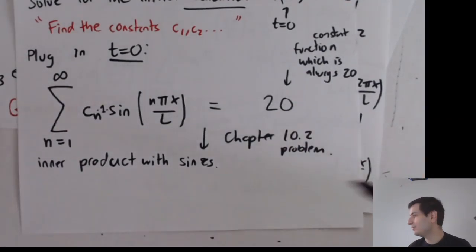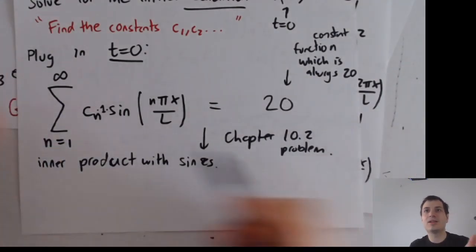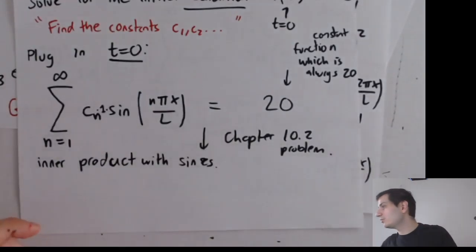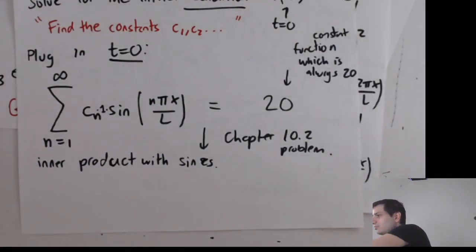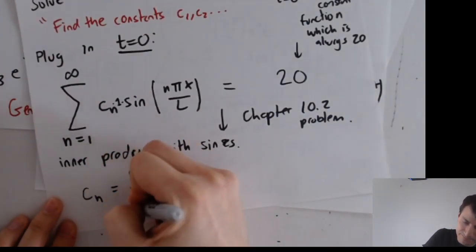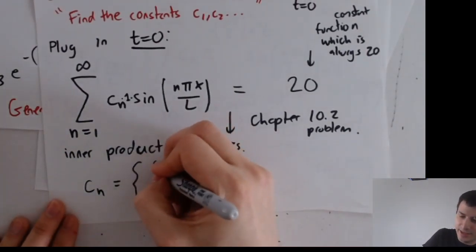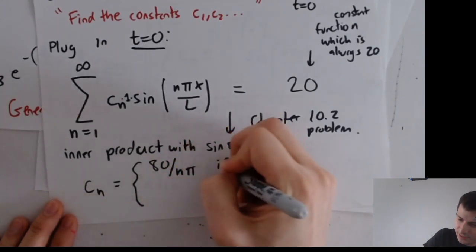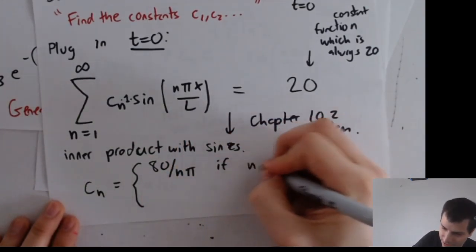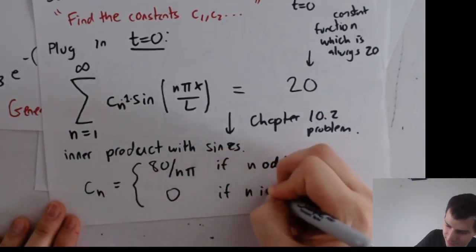I'm getting a little bit low on time here, so I'm not going to do the details. I'm just going to tell you what the answer is. Hopefully you know how to do this kind of thing. You do the inner product of both sides, and I believe what you get is, yeah, here you go. You should get that Cn is equal to 80 over n pi if n is odd, and 0 if n is even.